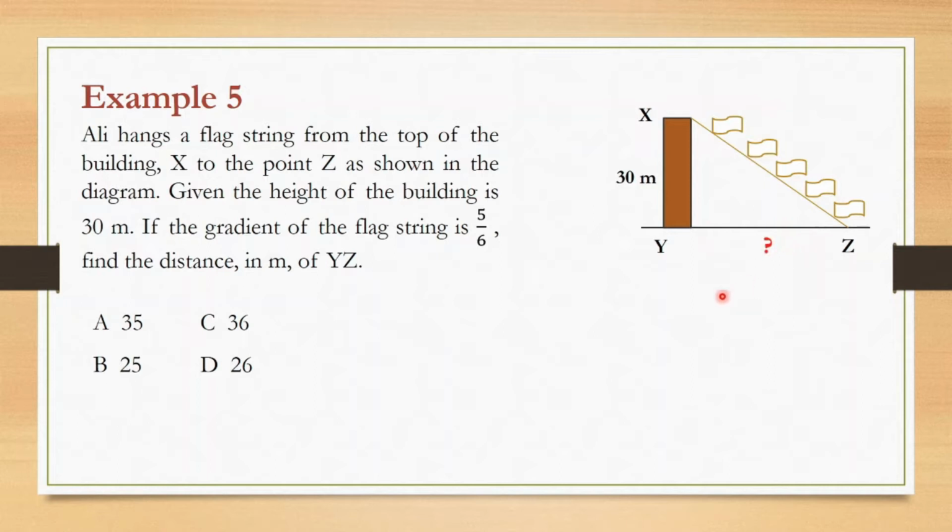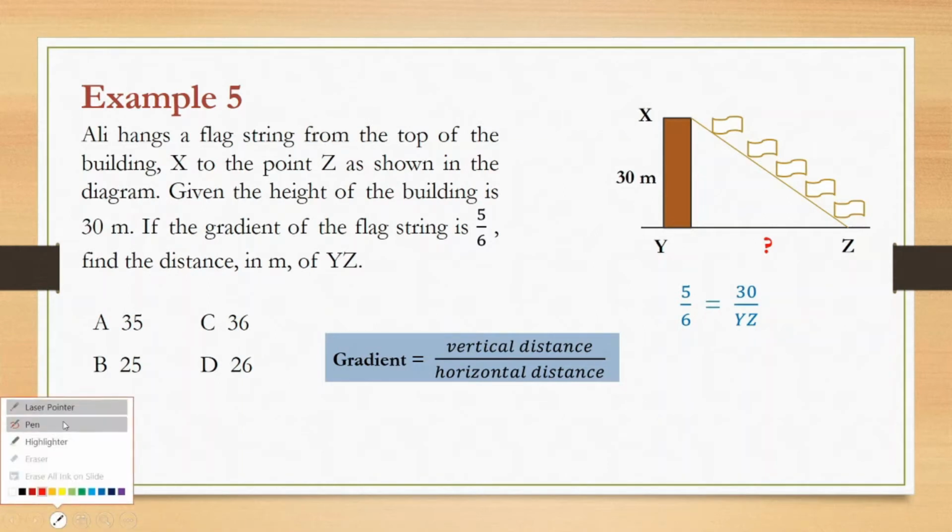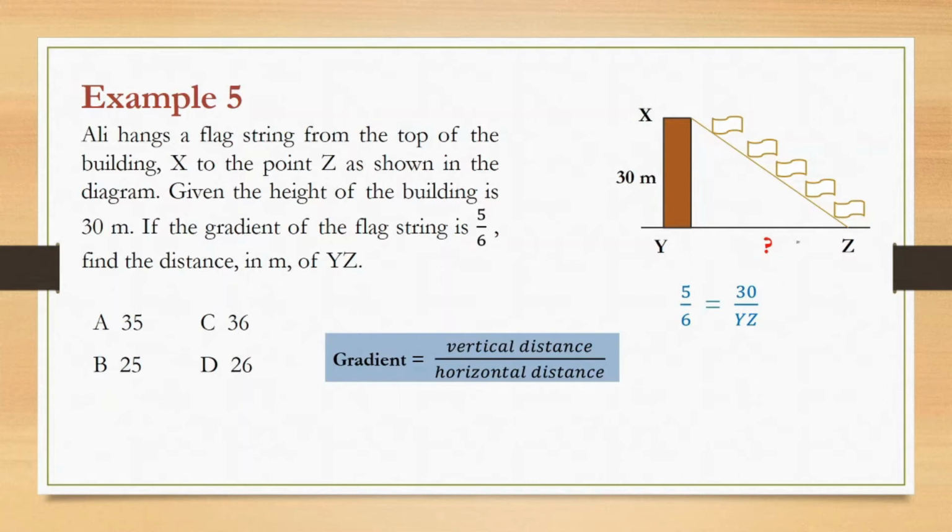So apply the formula again. Gradient equal to vertical divided by horizontal. We know the gradient is 5/6. 5/6 equal to vertical. Vertical is the height of the wall, which is 30. Then the horizontal is YZ.